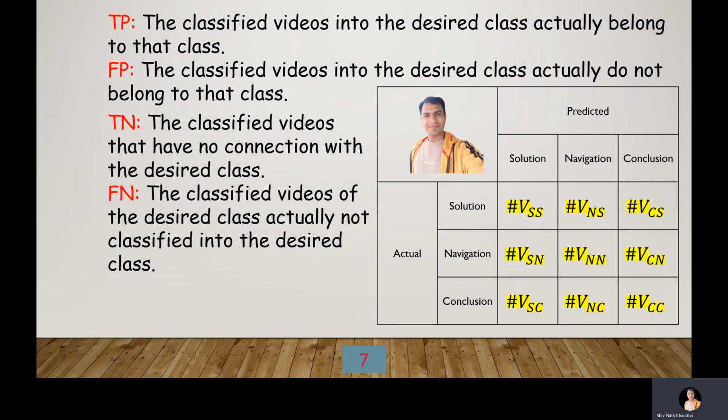According to the assumed problem, the generic elements can be stated as follows. TP means the classified videos into the desired class actually belong to that class. FP means the classified videos into the desired class actually do not belong to that class. TN means the classified videos that have no connection with the desired class. And FN means the classified videos of the desired class actually not classified into the desired class.